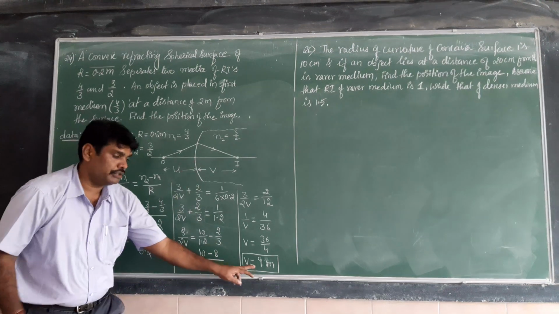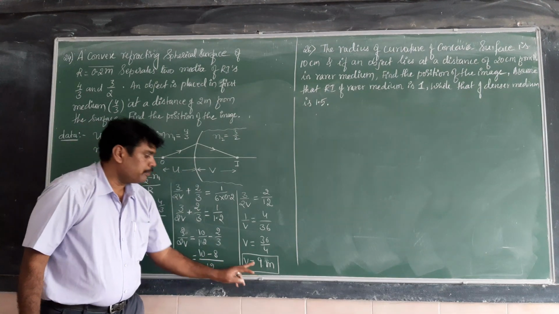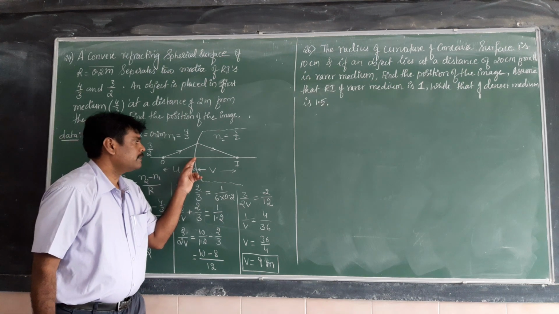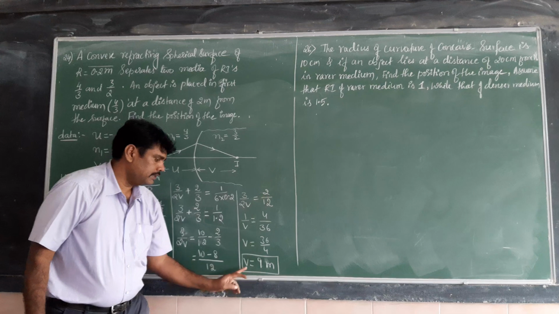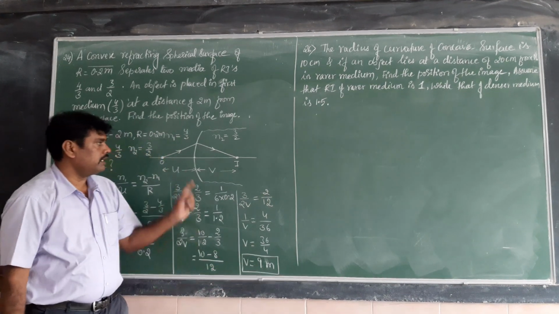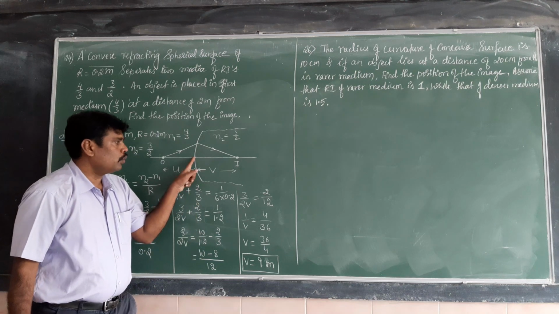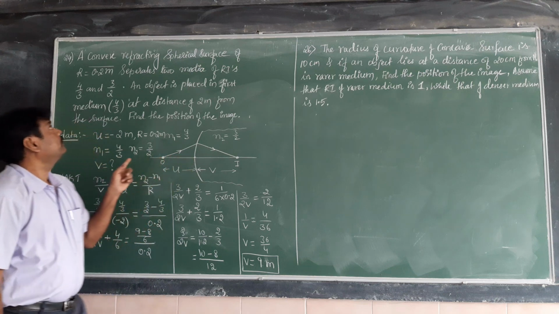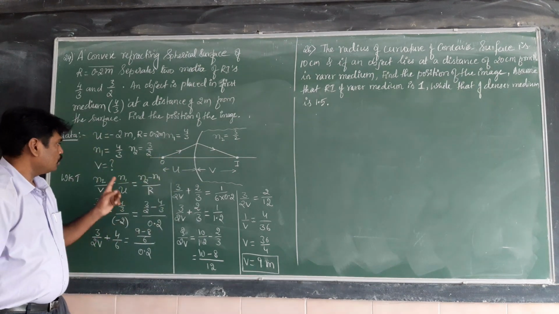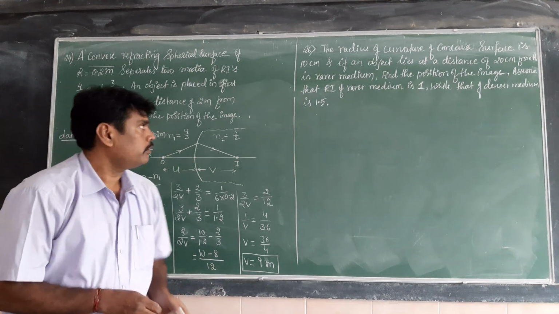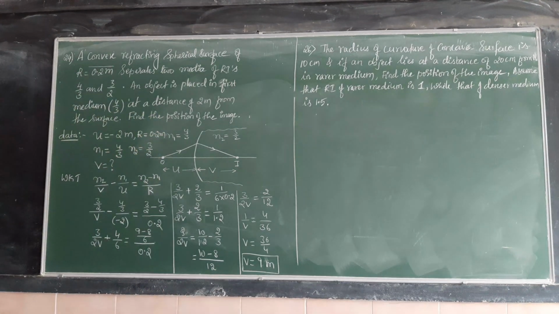See here we are getting a positive value. Since we are getting positive, the image distance from the point P is along the direction of incident light. That's why it is a positive value. So at a distance of 9 meters from the pole, an image is formed if an object is placed at a distance of 2 meters from the surface. So in this way we can solve the problem. You copy this one. We'll go for the next problem.